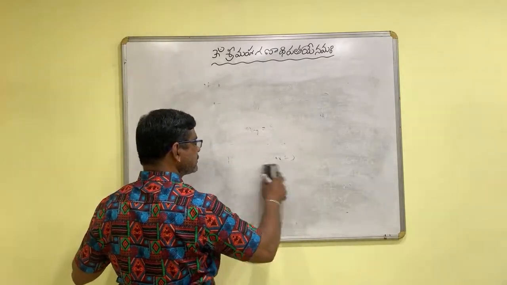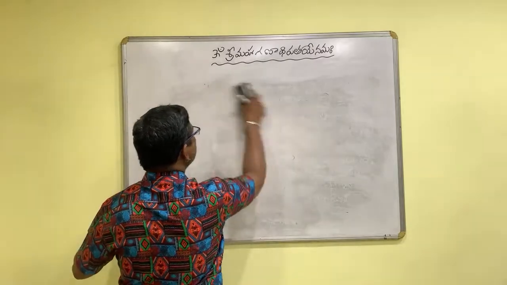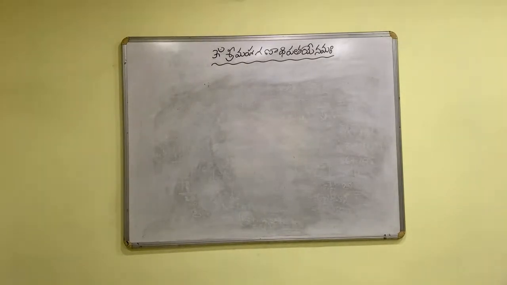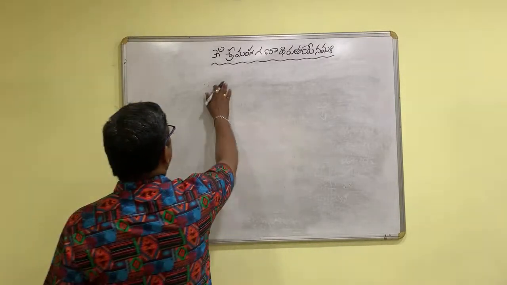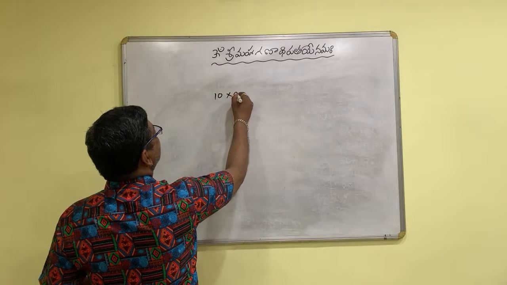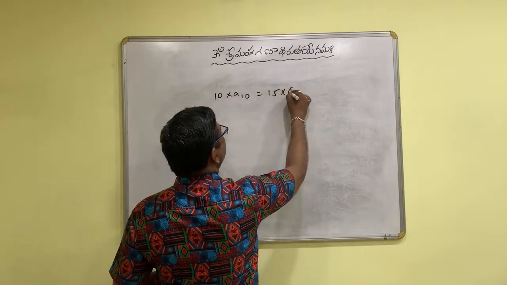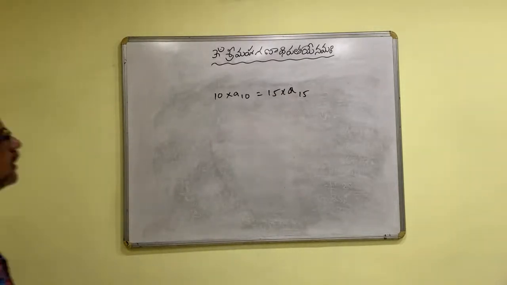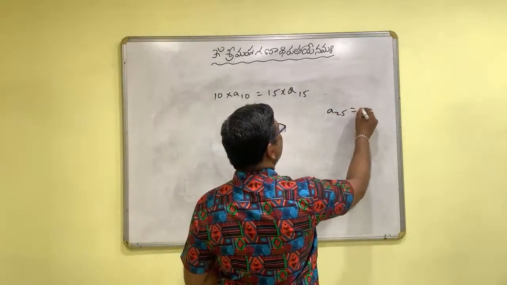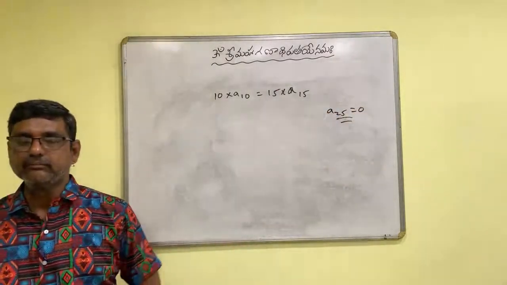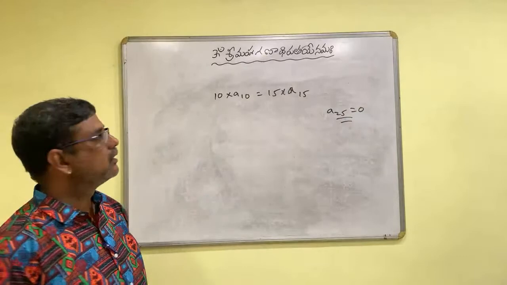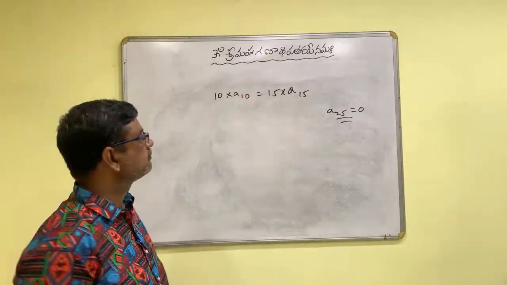Next one I will go. 10 times the 10th term of an AP equals 15 times the 15th term. Prove that the 25th term is 0. This is the question. 10 times the 10th term of an AP is 15 times the 15th term. Prove that the 25th term is 0.